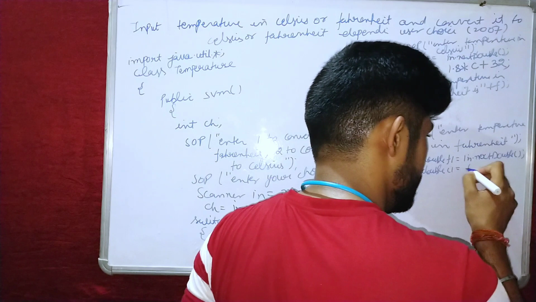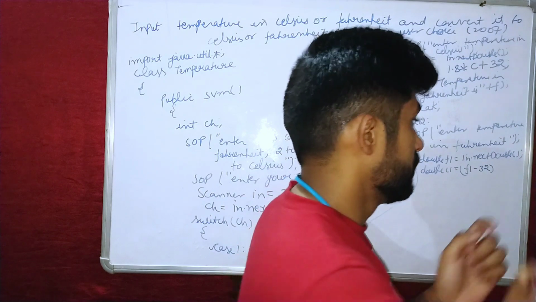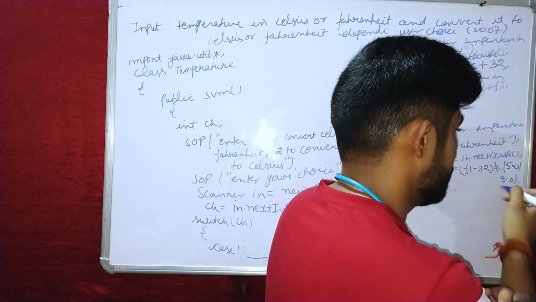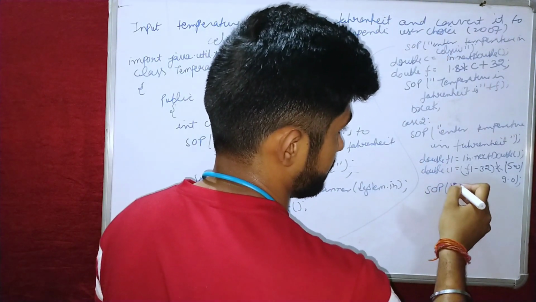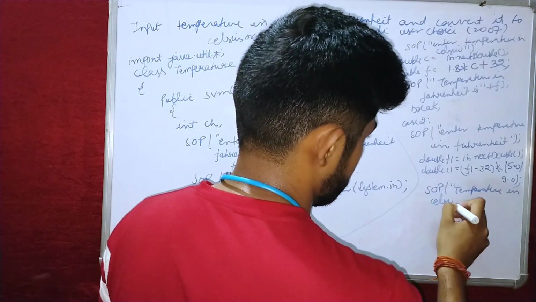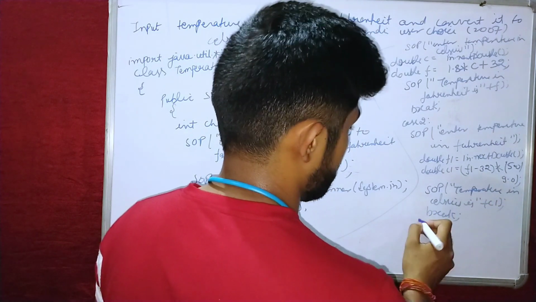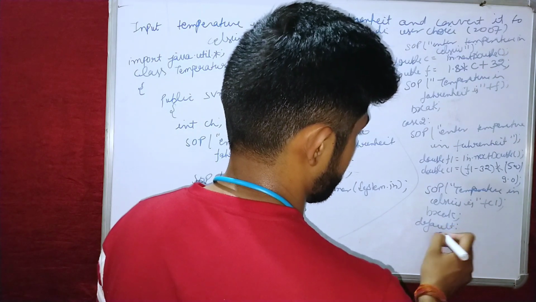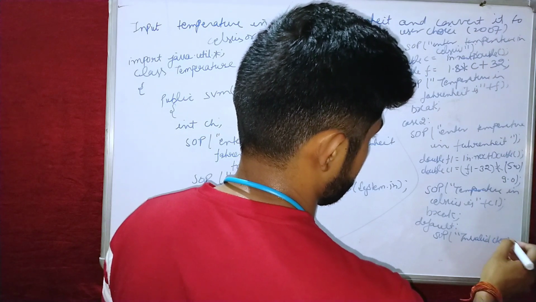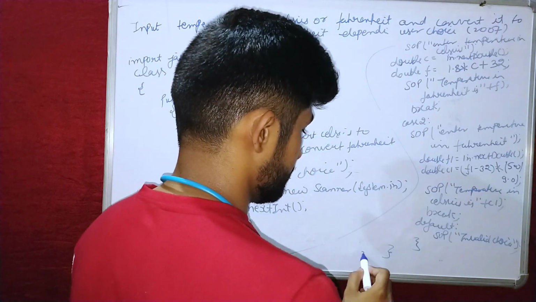How are you going to convert the Fahrenheit? Use this formula: F1 minus 32, multiplied by 5.0 divided by 9.0. Now print SOP: Temperature in Celsius is plus C1. Break the case 2. Write default: SOP invalid choice. This is the closing of the switch case, this is the closing of the main method, and this is the closing of the class.